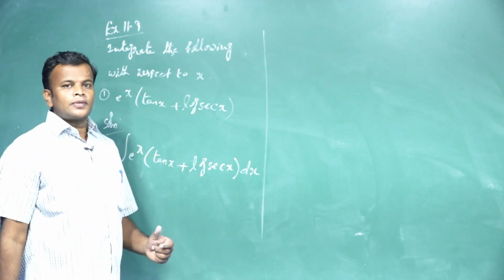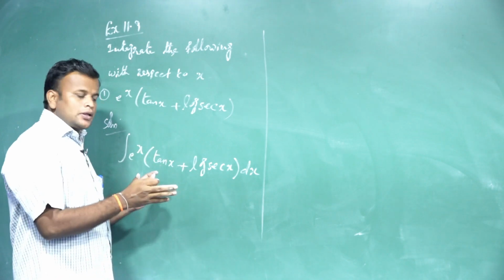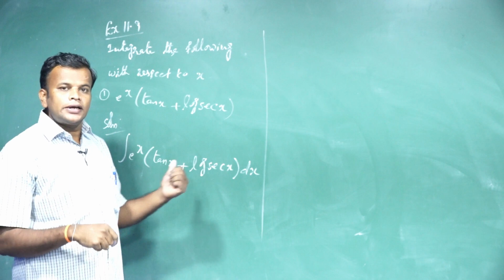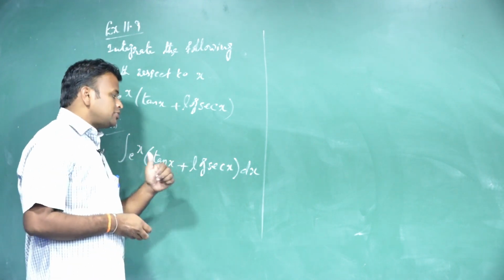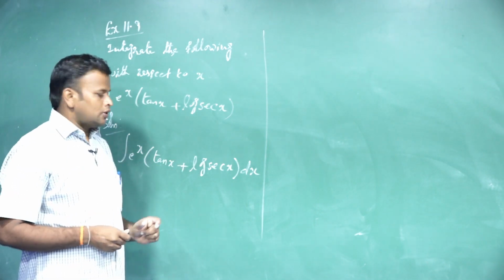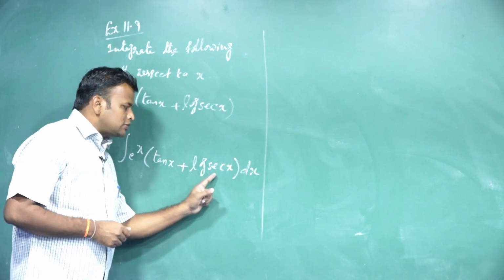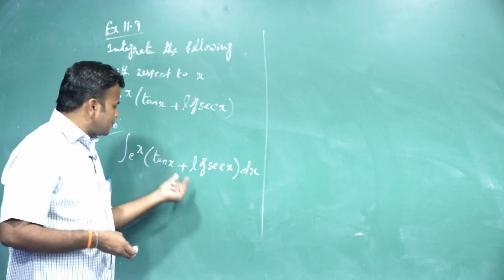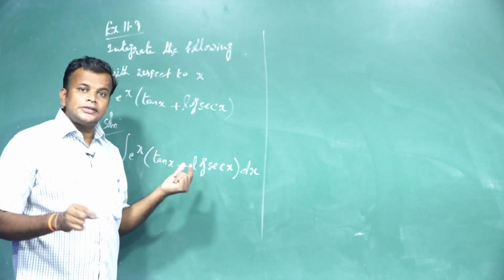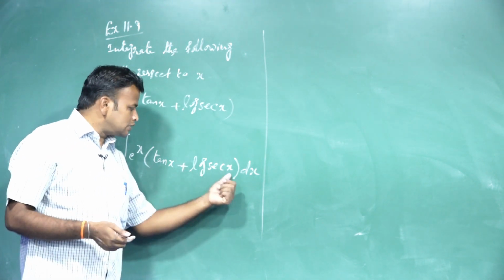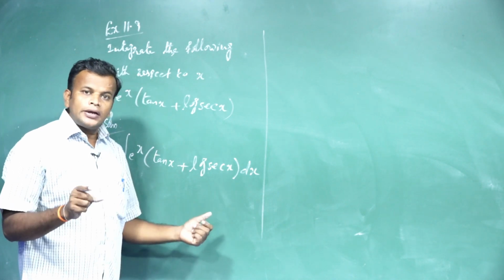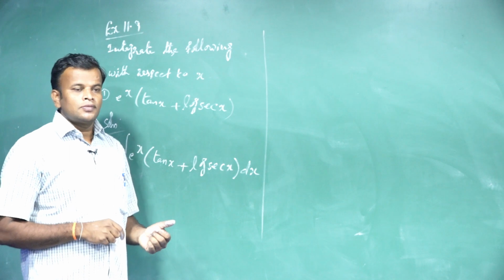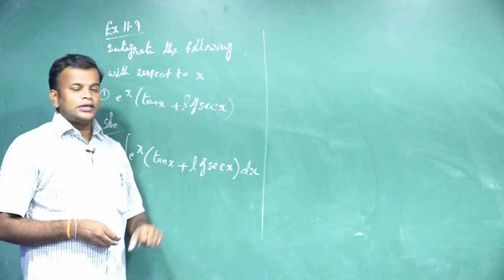Let me elaborate. In this bracket, one term is the differentiation of the other, directly given. I say the differentiation of the second one is nothing but the first one. How is it possible, sir? The differentiation of tan x is secant square x, but that is not the term here. But the differentiation of log secant x is nothing but tan x. So one term is the differentiation of the other.